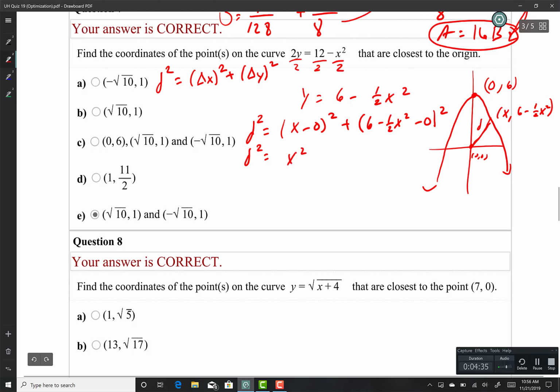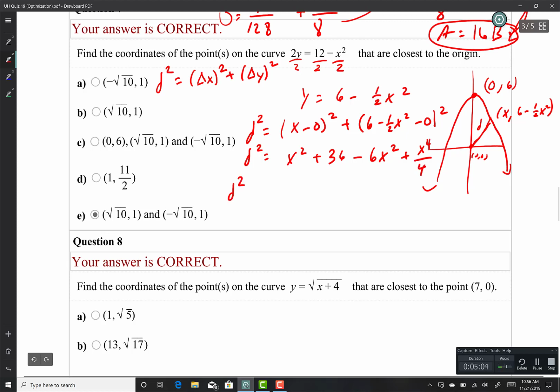So when I square it, here's what I have. x squared, and then plus 6 times 6 is 36. 6 times 1/2 x squared is negative 3 x squared, and when I add them, I get a negative 6 x squared, and then half x squared times half x squared is going to be a positive x to the 4th over 4. All I did was FOIL, guys.